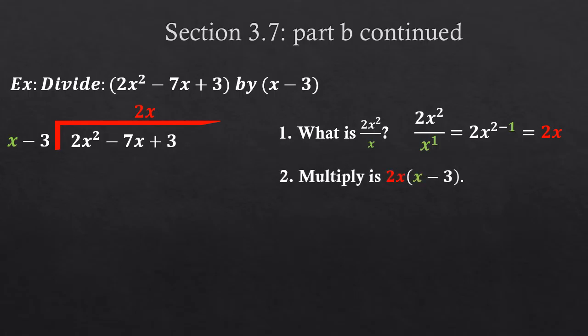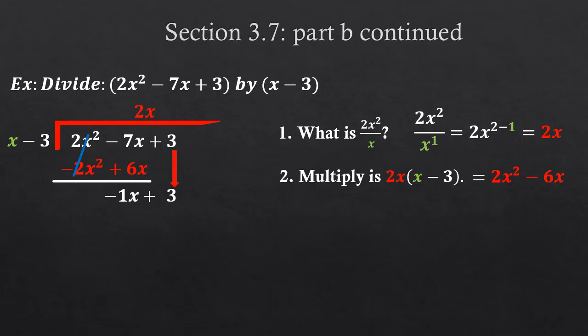Take your answer, multiply it times your whole divisor. If you did so, would give you 2x to the second, negative 6x. Remember again, with long division, you are changing the signs of the result. So therefore, as you line them up, remember to change the signs. Once you line them up, combine like terms. As you can see, the 2x squareds cancel out. Negative 7x plus 6x is negative 1x. Go ahead and bring down the plus 3.